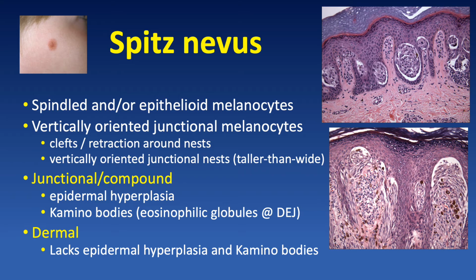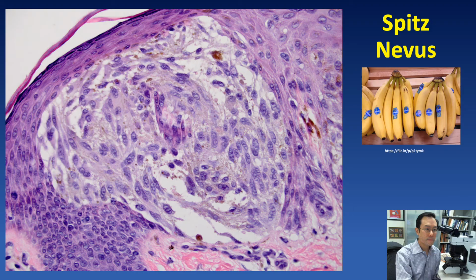It seems to me that one of the most classic analogies with Spitz nevus is the appearance of the vertically oriented nests of junctional melanocytes and the vertically oriented spindled melanocytes within them that resemble clusters of hanging bananas. And in fact, if you look closely at some of these banana cluster-like junctional nests in a Spitz nevus, you can see that these nests even have labels on them, just like the bananas.